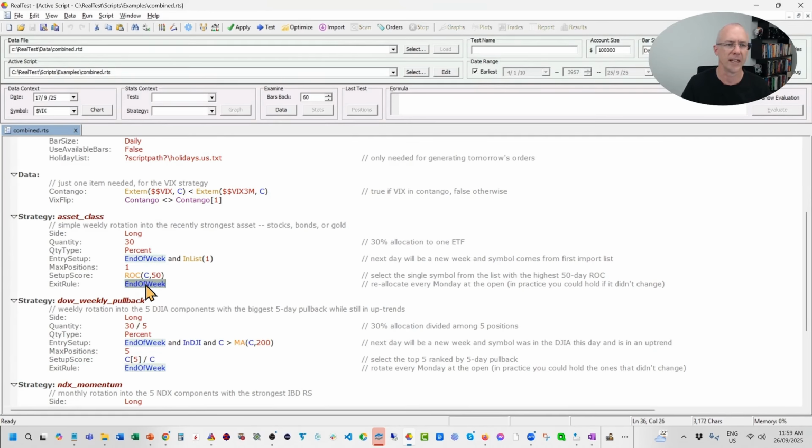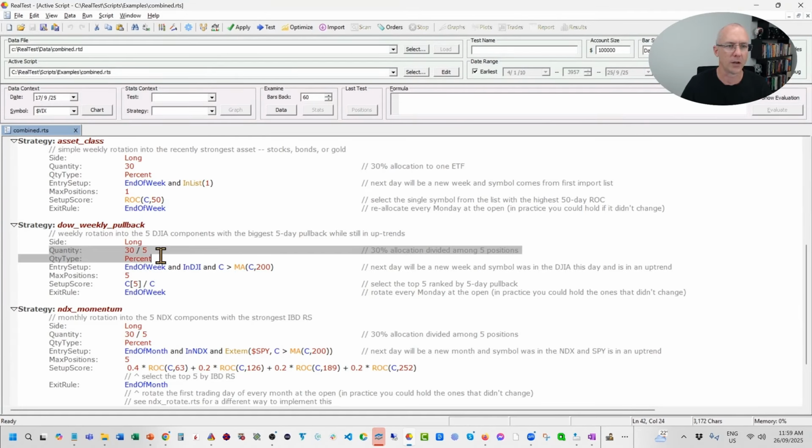The exit rule is the end of the week. So this system, very simply, at the end of the week, takes those 3 asset classes, ranks them according to the 50-day rate of change, buys the strongest one, and holds it till the end of the week, and then sells it, and then does the same thing again. So it's a very simple strategy.